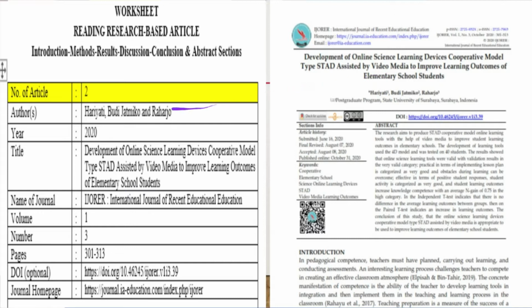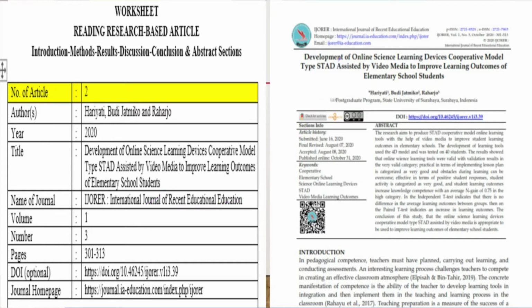We can find all this identity at the top of this journal. For example, the author. The author we can find here clearly under the title, and the author is Haryati Budi Jatmiko. And then for the year, we can find it at the right top of this article, that is 2020. And then let's see the title. The title we can find here in bold letters at the top of this article under the other identity of this journal.